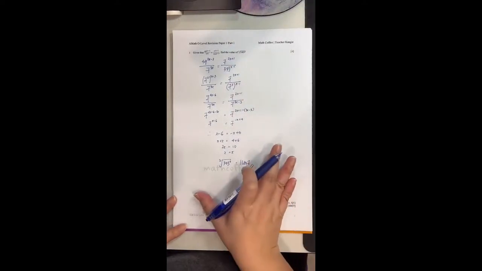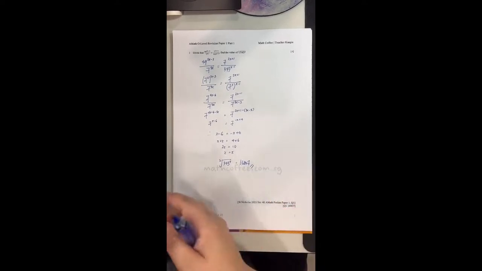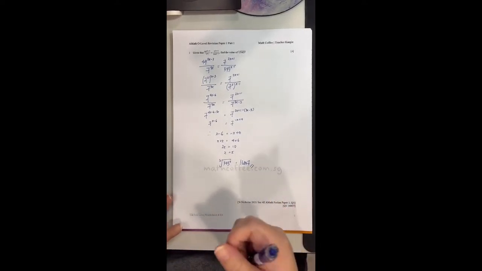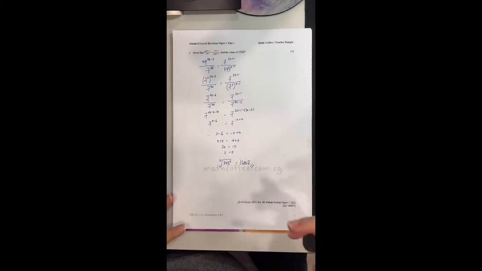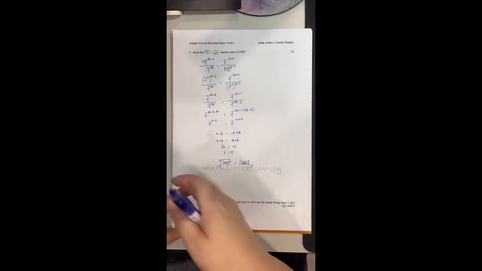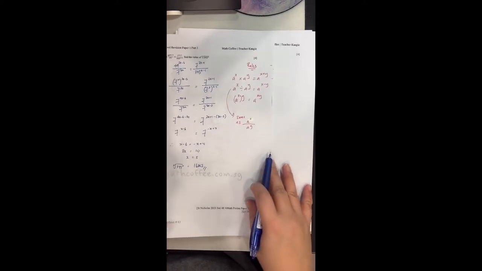Okay. So this is how you do this so-called indices question. In O-level AMath, there's a chapter on indices. They expect you to know all the laws of indices when they start to do the AMath, this exponential. So let me recap some important rules that you need to know.